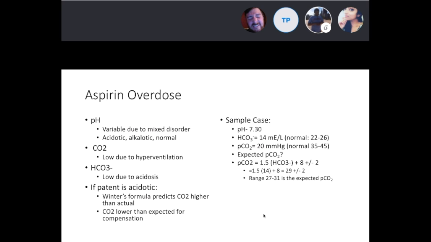That's the expected PCO2. So in this case, the PCO2 is lower than the expected range. So they basically have respiratory alkalosis. Correct. Okay. Well, they have metabolic acidosis, but they also have a mixed disorder of respiratory alkalosis. Oh, if it had fallen within that range, then it would have been just metabolic. Oh, I see. Correct. Yeah. So because it's below the range, it's metabolic and respiratory. Both.